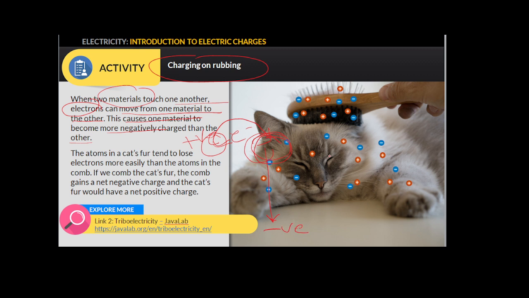So in this case, the atoms in the cat fur lose electrons more easily than the atoms in the comb. Since the atoms in the cat fur are losing electrons easily, it will have positive charge. And the comb is gaining electrons, so the comb will be more negatively charged. In this case we can see.